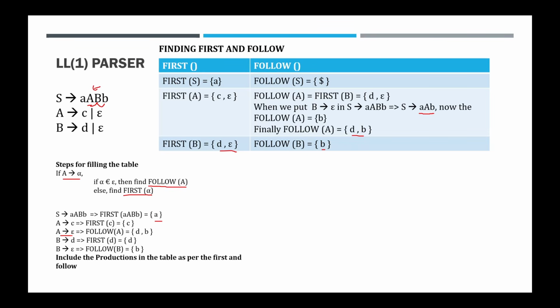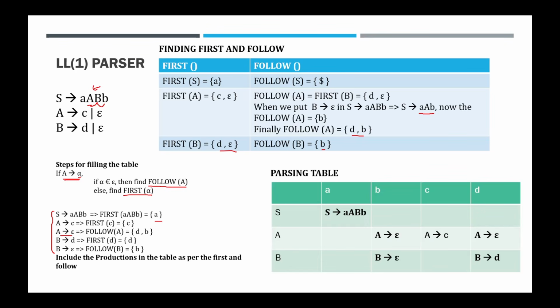If A tends to alpha and if alpha is a terminal, no problem. Just find the first of it. If alpha is an epsilon, you need to find the follow of A. Okay, so include the productions in the table as per the first and follow. Just listen. We need to include these productions in my table. Where to include them is the question. If the production is of the form A tends to alpha, if my alpha is a terminal, first of that. If the alpha is an epsilon, follow of A. Very simple.